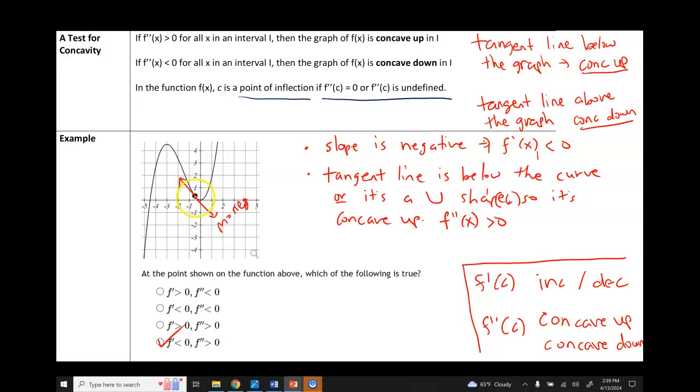So here the tangent line is below the graph, which means it's going to be concave up. In other words, notice that it's making a U shape and it's facing upwards. It's like a right side up U, facing up, makes it concave up. Okay.